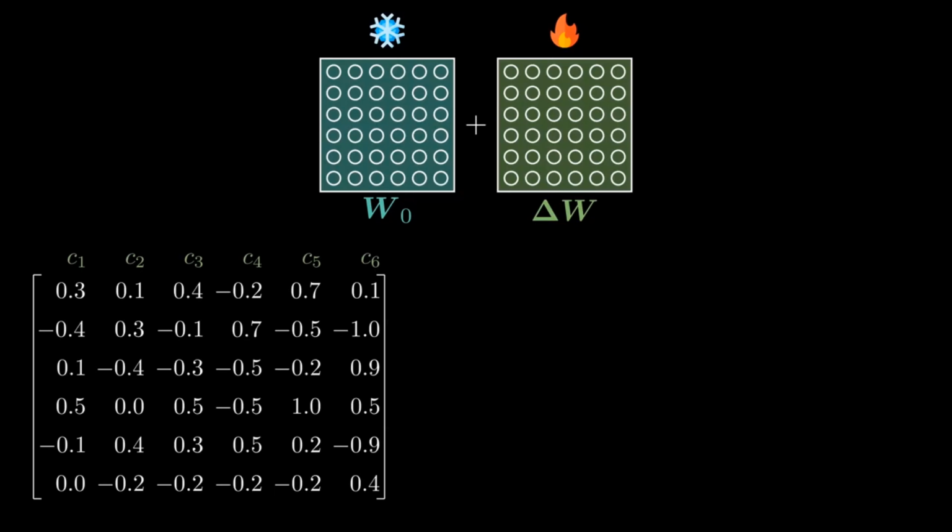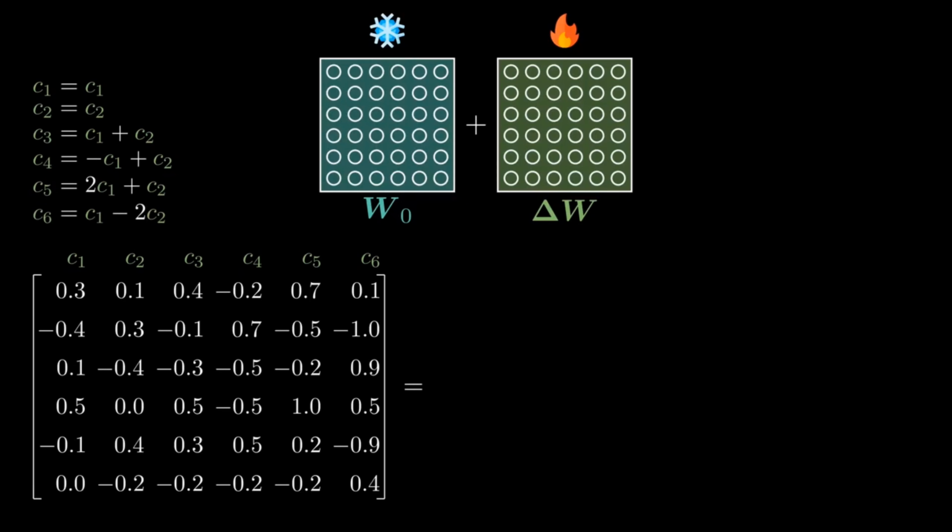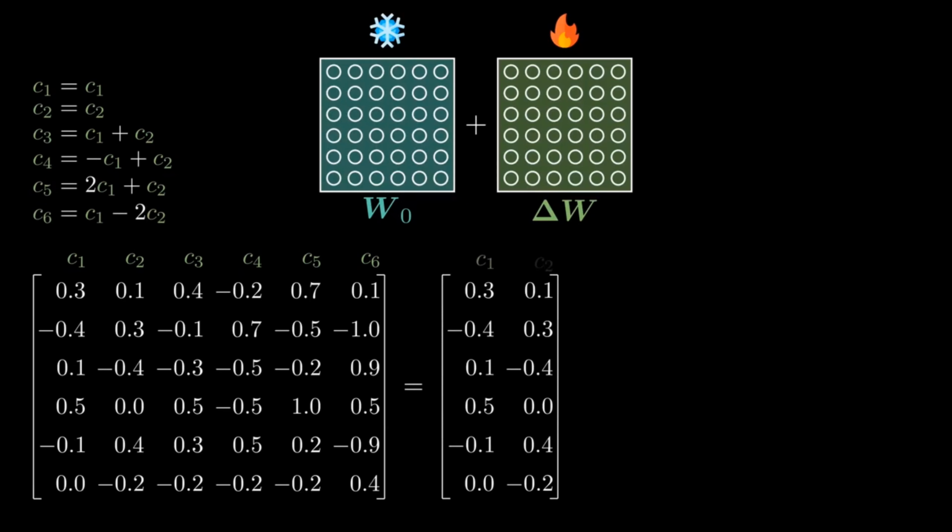But if we look closely, we see that the column vectors are redundant. Except for the first two column vectors, C1 and C2, every other column is a linear combination of them. This redundancy allows us to decompose the full matrix into a simpler form.